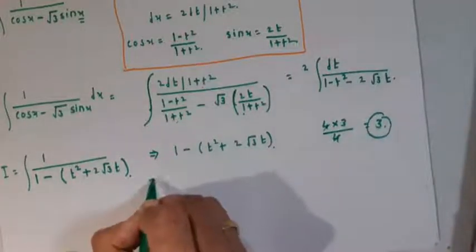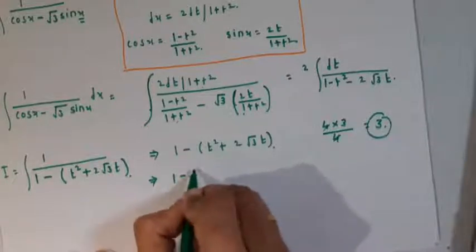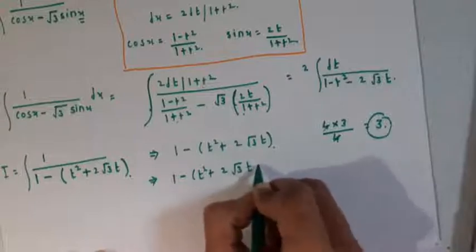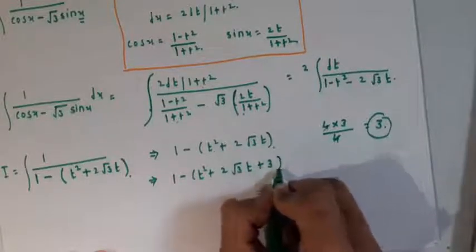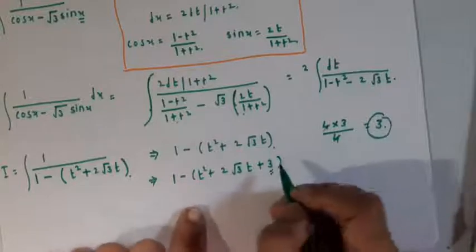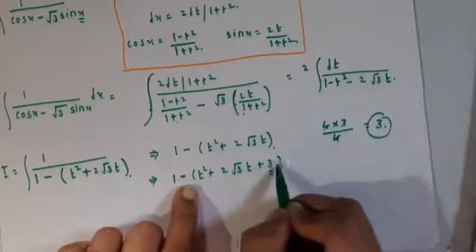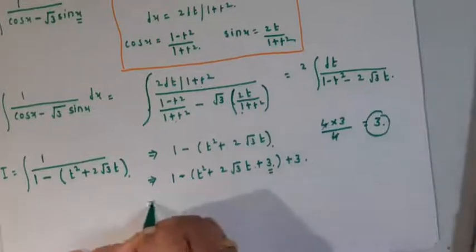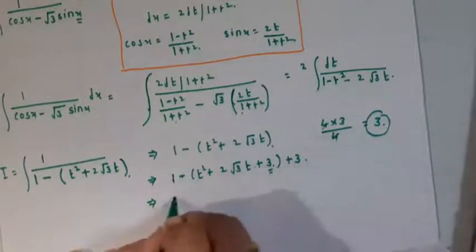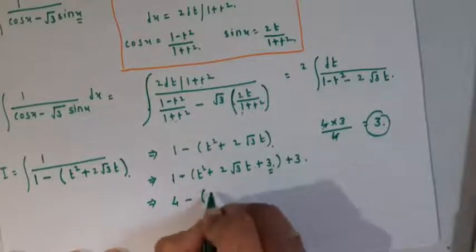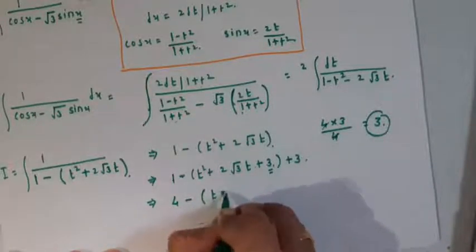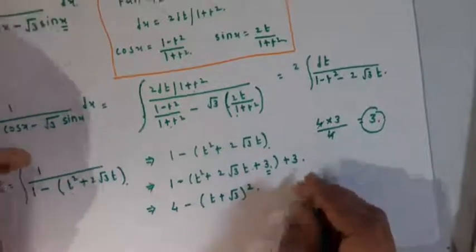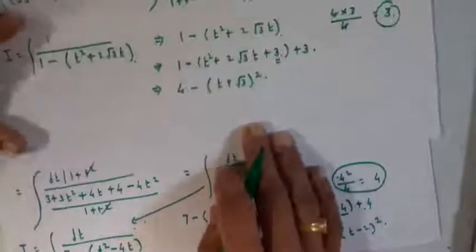And hence this is equal to 1 minus t square plus 2 root 3t plus 3. We have adjusted the term 3. But see students, plus 3 minus 3, and here we have adjusted 3 like this. Therefore this is equal to 1 plus 3 is 4, minus the square of t plus root 3 whole square.